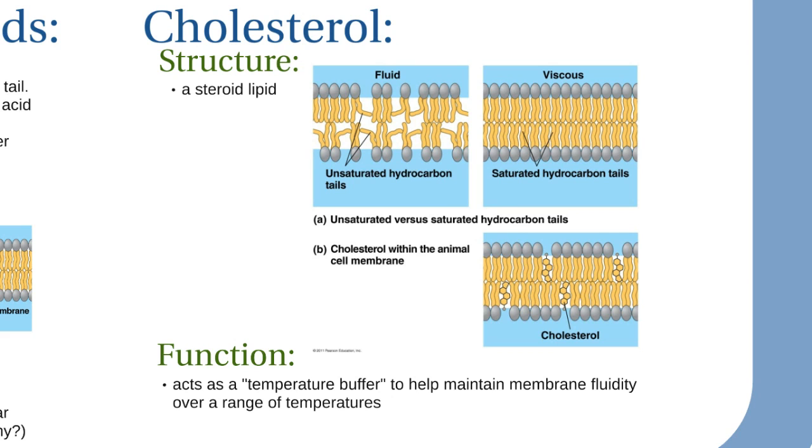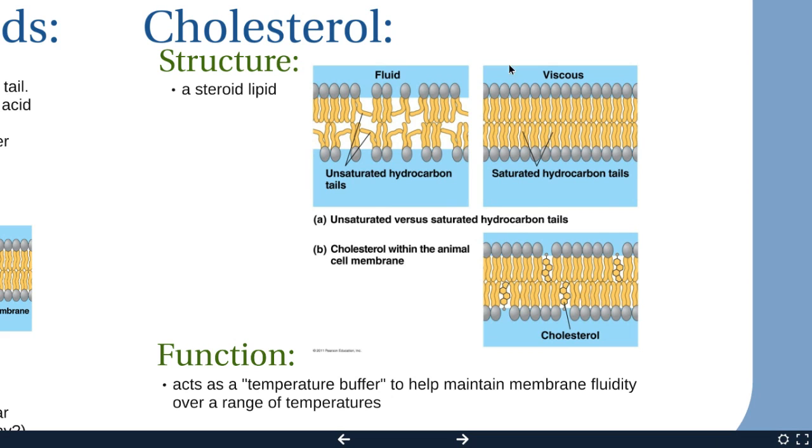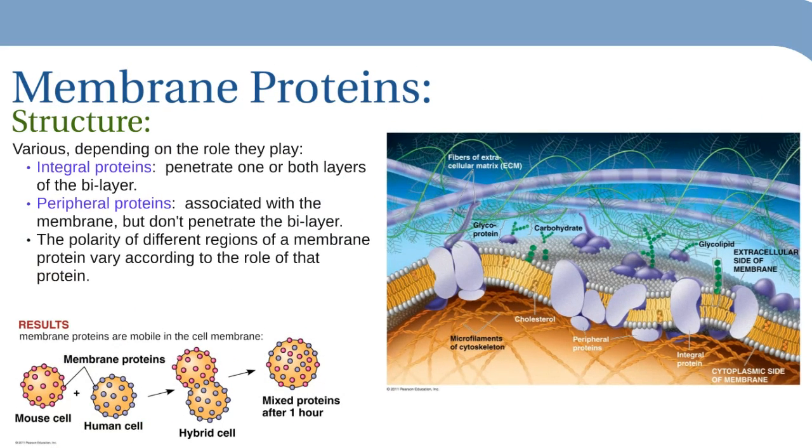Another important component is cholesterol. I do want you to know the structure of cholesterol, the 4-ring shape. It's a steroid lipid, and it acts like a temperature buffer. It helps maintain membrane fluidity. So if it gets really cold, it gives the membrane some room so it doesn't lock up and become too rigid. At the same time, it holds it together. When it becomes warmer and some of the bonds start to break, it will still hold that cell membrane together.